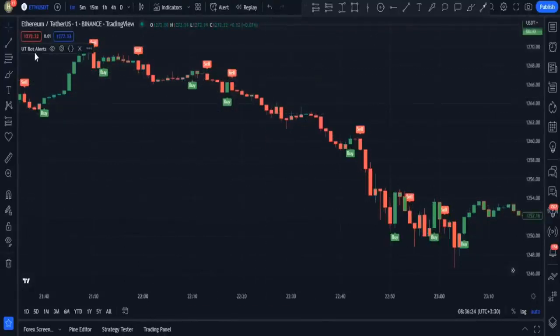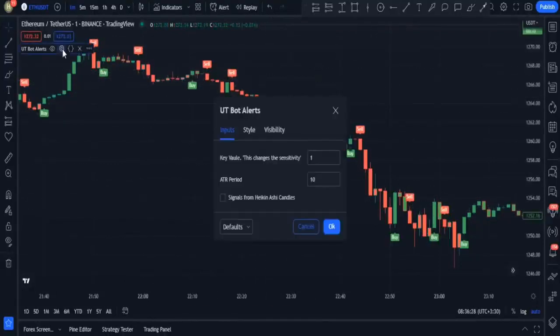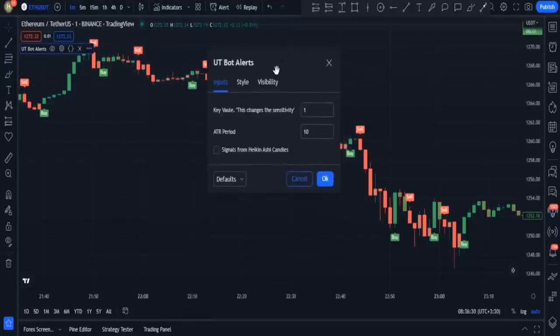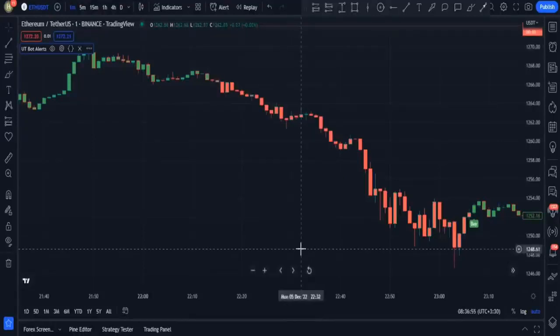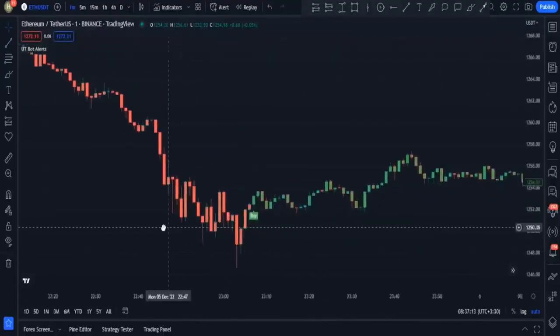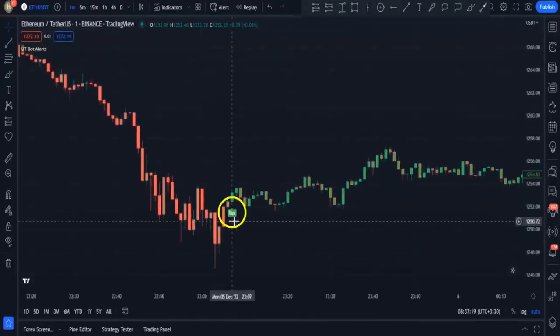So I open the UTBot alert settings, and in the Inputs tab I set key value to 4 and I change the ATR period to 300. Next, I go to the Style section and disable the sell option and close the settings. Because of these settings I just applied to this indicator, now I'm getting only buy signals. I have another special adjustment for the sell signals that I am going to showcase later in the video.